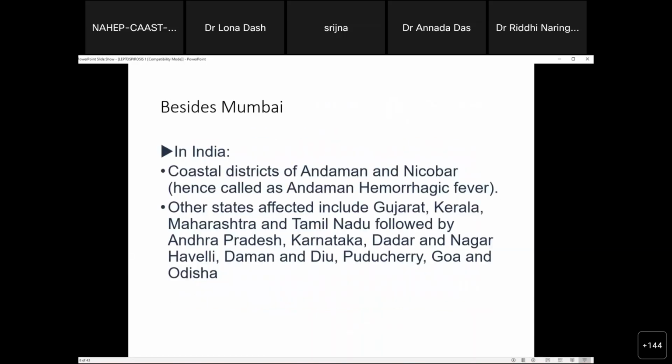In India, besides Mumbai, the coastal districts of the Andaman and Nicobar Islands are well known for being endemic for this infection. Other states include the coastal areas of Gujarat, Kerala, Maharashtra, Tamil Nadu, followed by Andhra Pradesh, Karnataka, Dadra and Nagar Haveli, Daman and Diu, Puducherry, Goa, and Odisha. Basically, the coastal areas are the ones which are definitely affected.